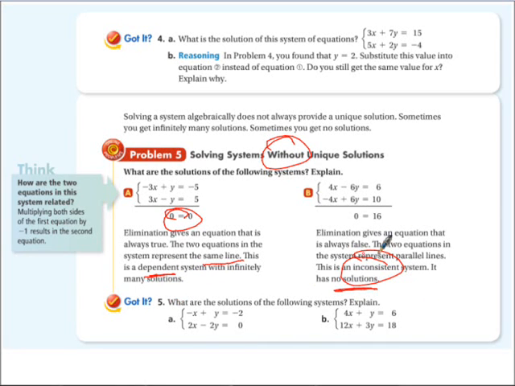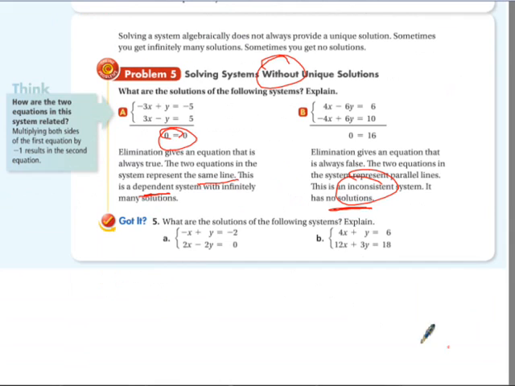So on got it number 5, go ahead and take a second, try and get an answer for 5A and B. What are the solutions, and explain. Go ahead and pause the video now. All right, you've unpaused. Hopefully, for the first one, you got that this is no solution, and that this is infinitely many.